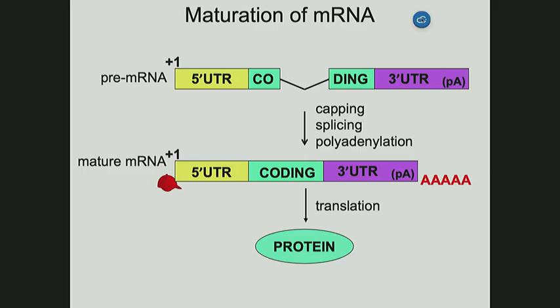And finally, once you have that mature messenger RNA, it can be exported out to the cytoplasm through those nuclear pore complexes, those big protein complexes that are inside the nuclear membrane. The messenger RNA goes out to the cytoplasm, and there it can be translated into protein. And we'll talk about translation later in class today. Any questions about messenger RNA processing?